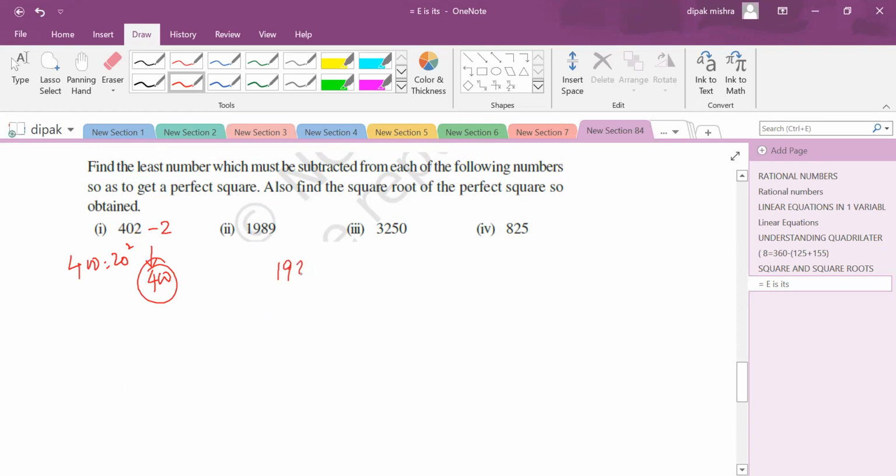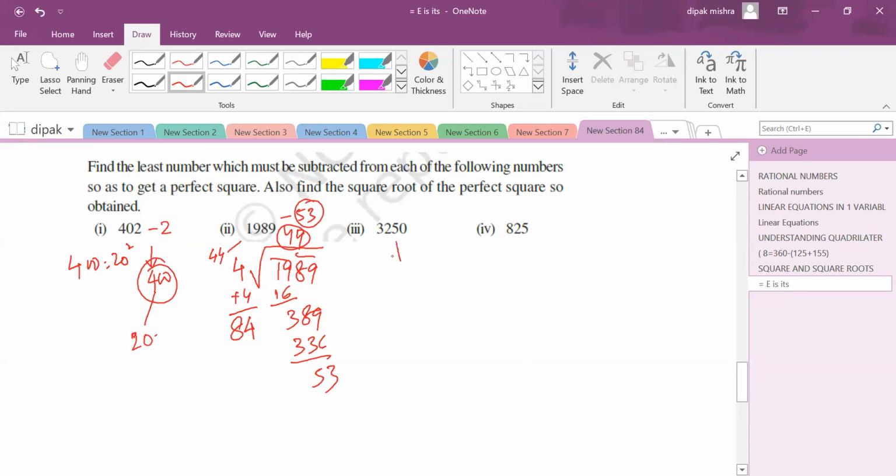Now 1989. So you divide 1989, take pairs. Okay. Now if you do it, 4 times 4 is 16 and 389. 4 plus 4 is 8. Okay. So it will be 84 times 4 is 336. So it will be 53. 53 is the remainder, so it would not have been a perfect square. So which means if I subtract 53, I get a perfect square number, and that square root is 44. Similarly, in the previous question, the square root is 20.